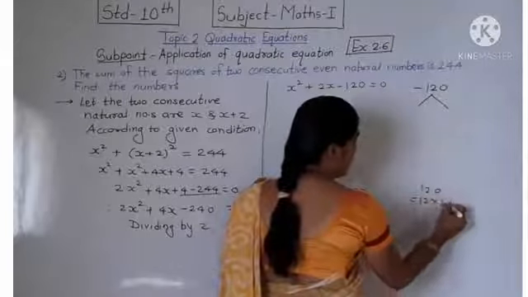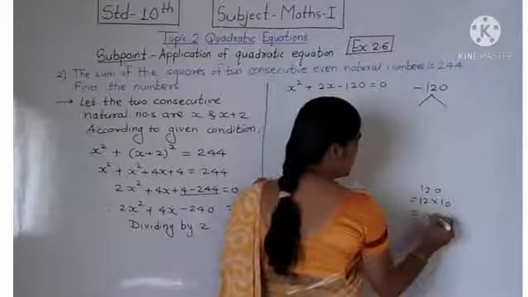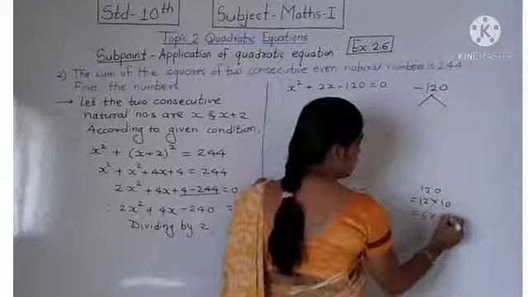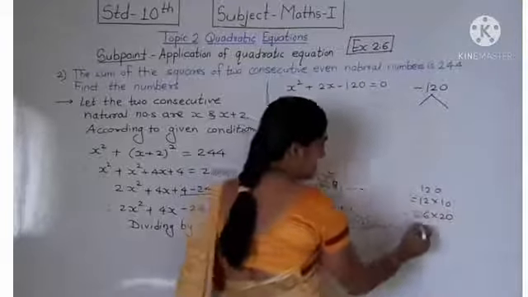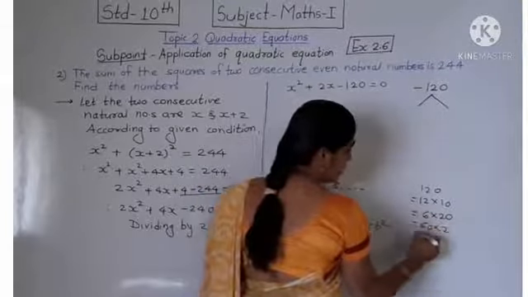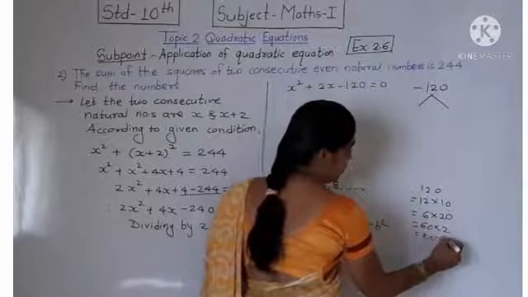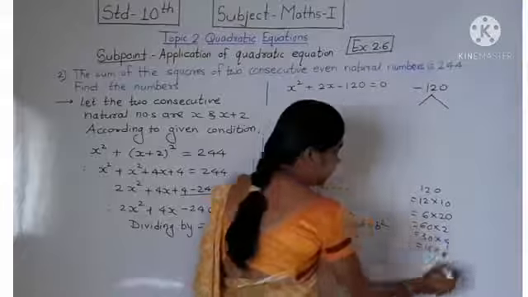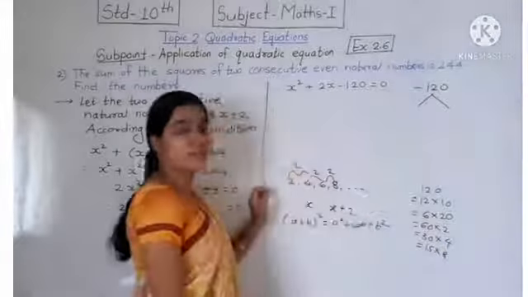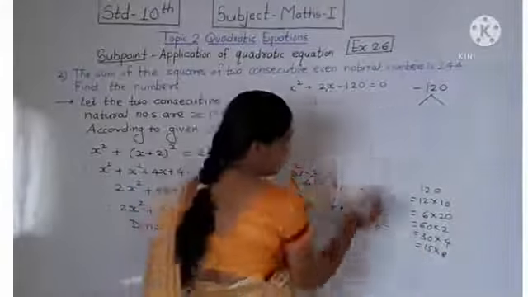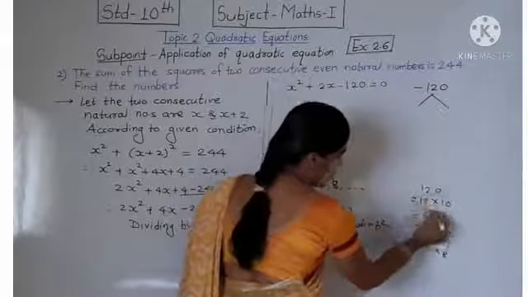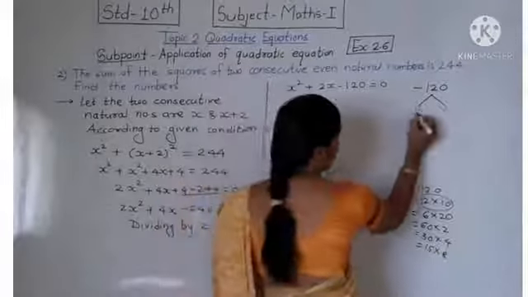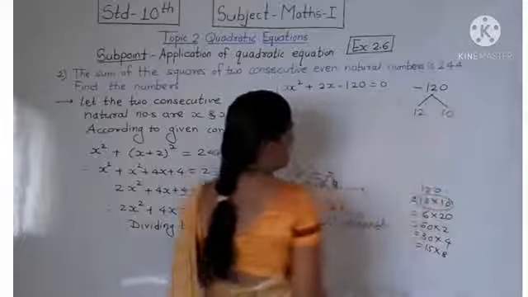20, 12 into 10, 6 into 20, 60 into 2, 30 into 4, 15 into 8. These are the various factors of 120. But we want a subtraction of 2. Whose subtraction is 2 here? This is. So we take the factors 12 into 10.